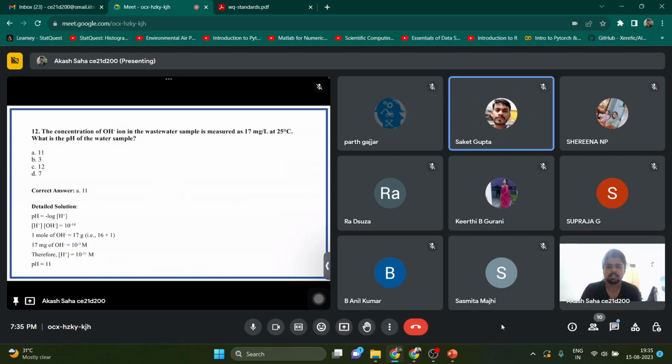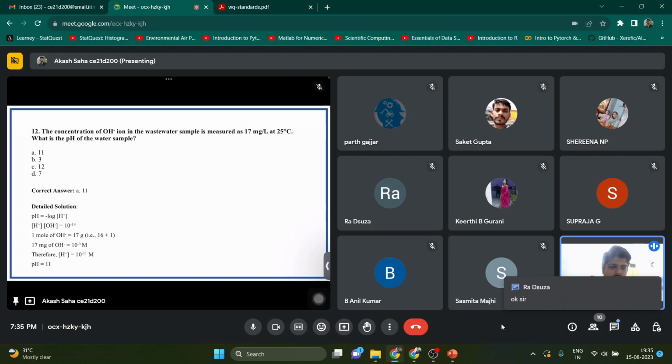Okay sir. Okay, so if we know the concentration of OH minus ion, we can find H plus ion and then we'll get the pH. I hope others are also able to catch up with this question. If you have any doubt, you can ask me right now. If you do not reply anything, I will think that you have a clear understanding and we will move on to the next question. Okay, D'Souza, so we'll move on to the next one.